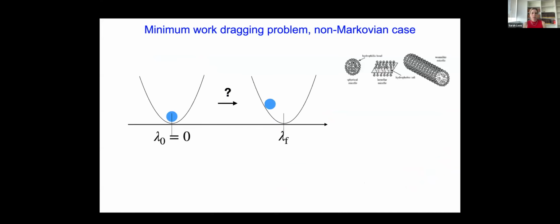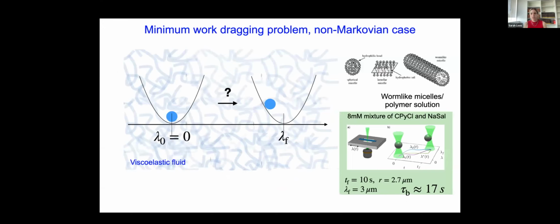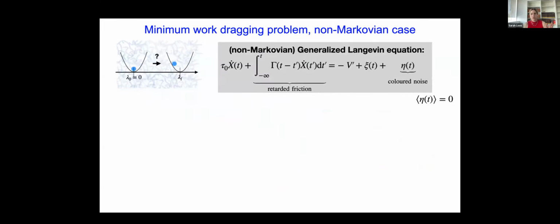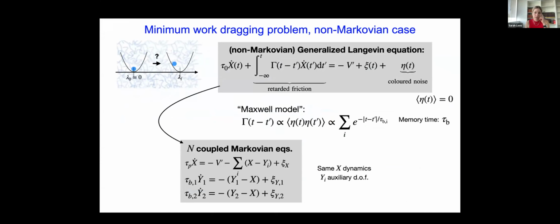Okay, now let's switch to the non-Markovian problem. We add these viscoelastic fluids. And in this case, they use wormlike micellar solutions or polymer solutions. And now we use the generalized Langevin equation. And the good thing is that these systems are simple enough such that the memory can be described by one or two exponentially relaxing memory kernels.